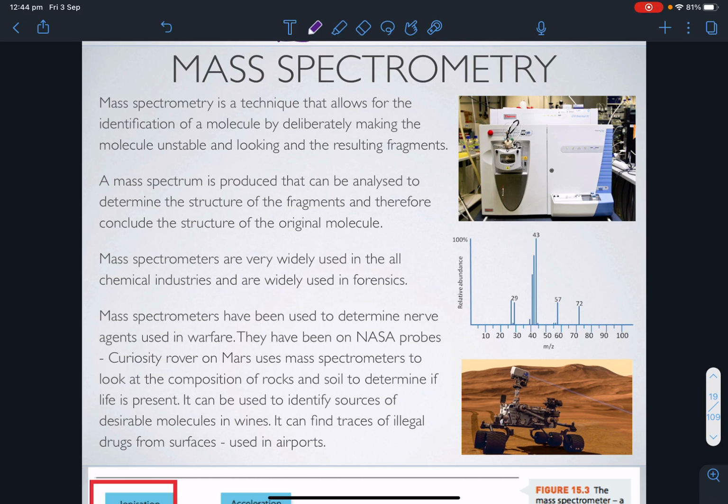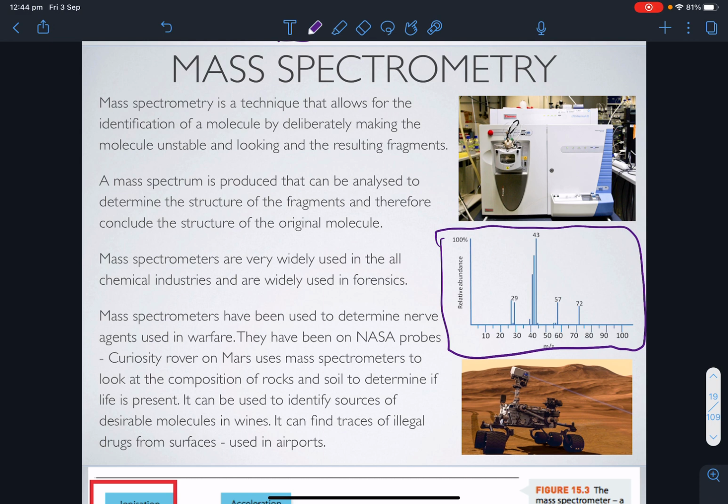A mass spectrum is produced, and this is a mass spectrum here, and it can be used to analyze and determine the structure of the fragments and then rebuild those fragments into knowing the original structure of the molecule. Okay. Mass spectrometers are very widely used in all chemical industries as well as in forensics. Many different uses out there.